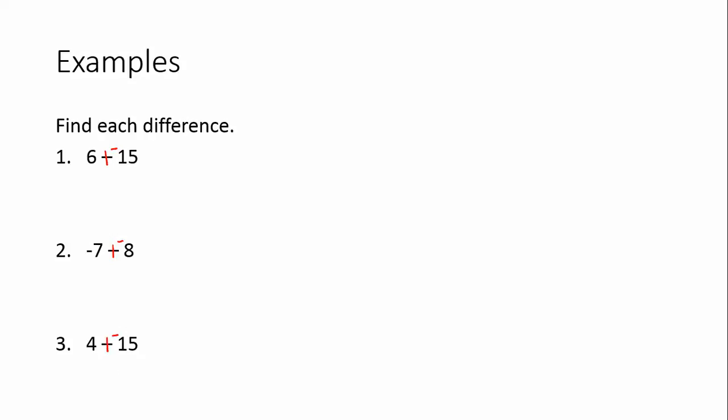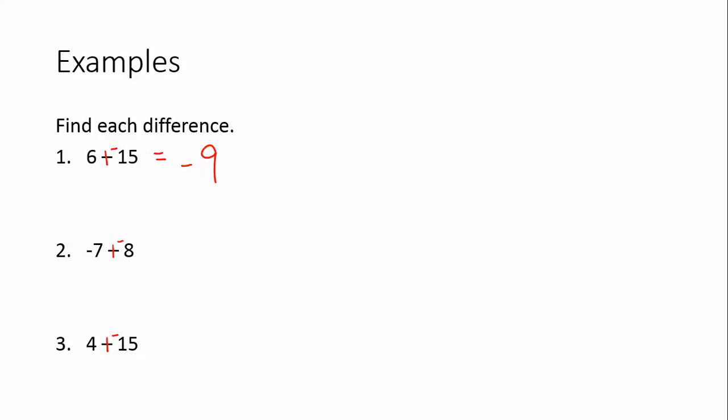And now we think about our rules from the previous lesson when we added integers, because now these are all addition problems. So on number 1 we're adding two integers who have opposite signs. So in your head you're doing a subtraction problem. 15 minus 6 is 9. And our answer takes the sign of the bigger number. 15 is bigger, 15 was negative, so we have a negative 9.